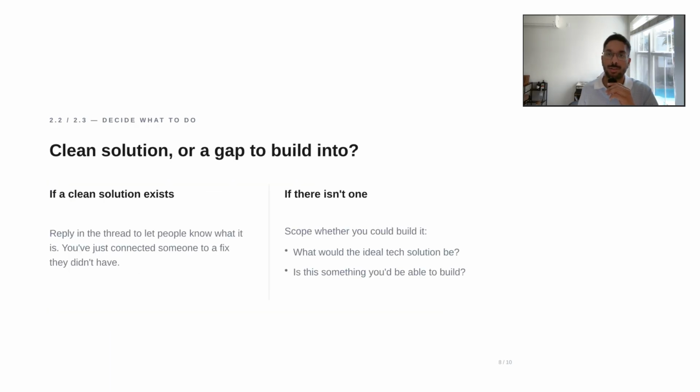So now you decide based on what your research turned up. If a clean solution already exists, reply in the thread to let people know what it is. That's a real contribution on its own. You've just connected someone to a fix they didn't have before. But if there isn't a clean solution, then scope whether you could build it yourself. Ask yourself two things. What would the ideal tech solution actually be? And is this something you'd be able to build?